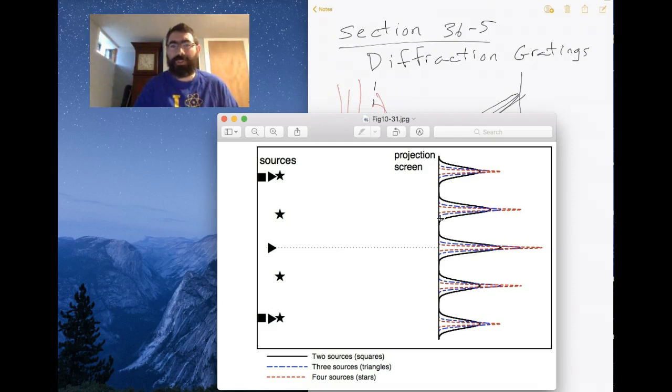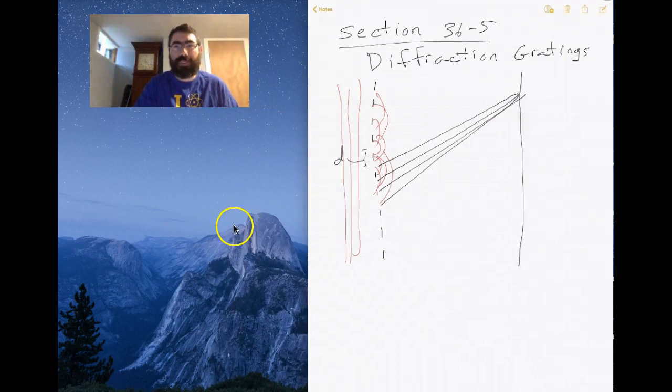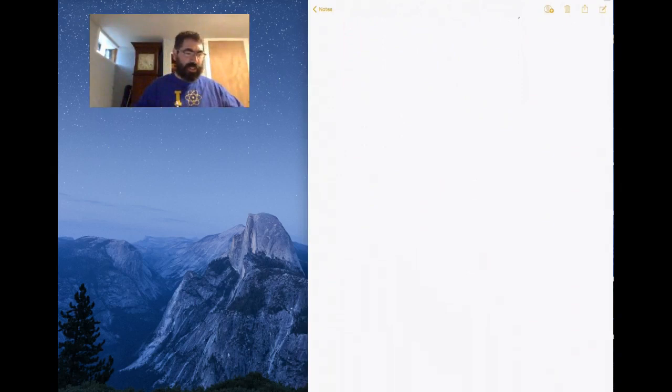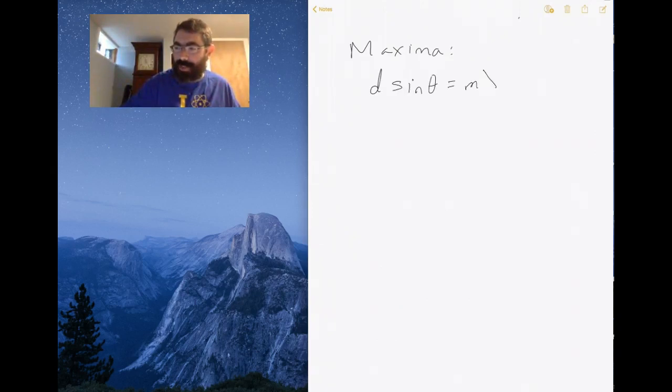So really, we don't have to derive anything new. We've already derived it with double slit diffraction. And so what we have then is an equation that tells us that for the bright bands, the maxima, d sine theta is equal to m lambda, where m is an integer 0, 1, 2, and so on, where m equals 0 is the central band, and m equals 1, m equals 2.